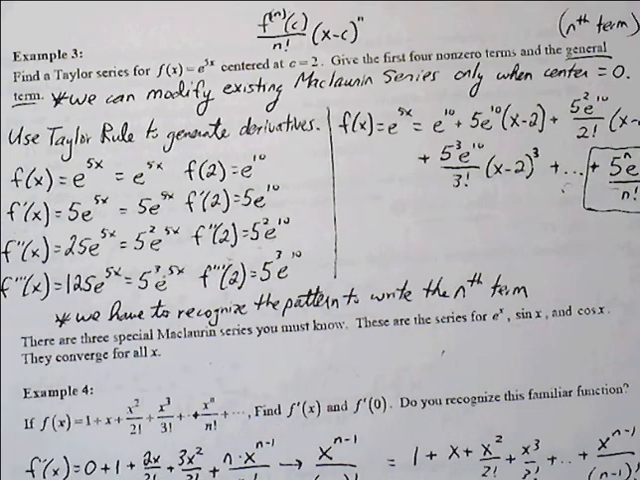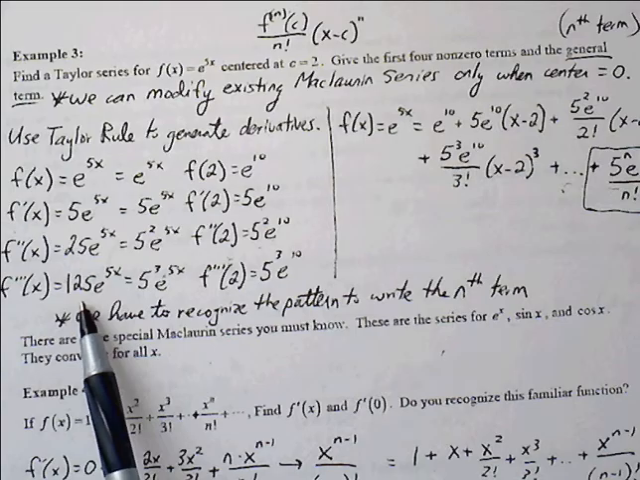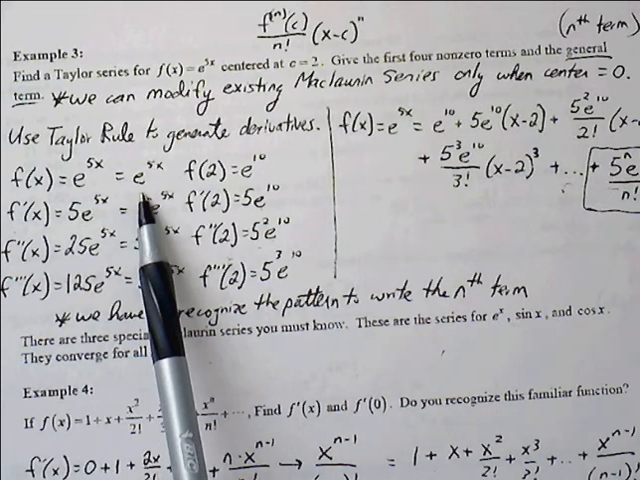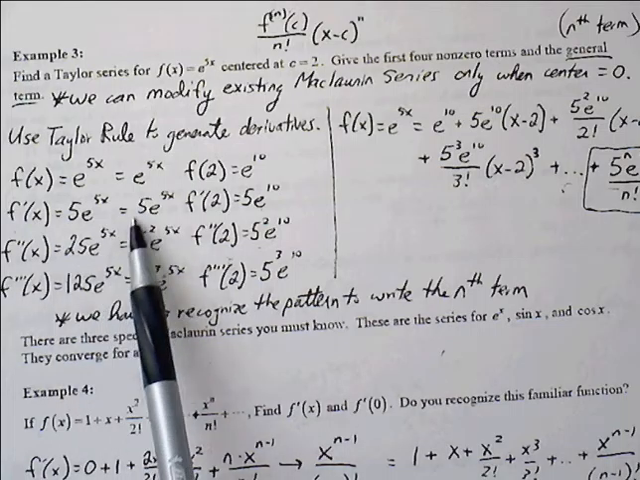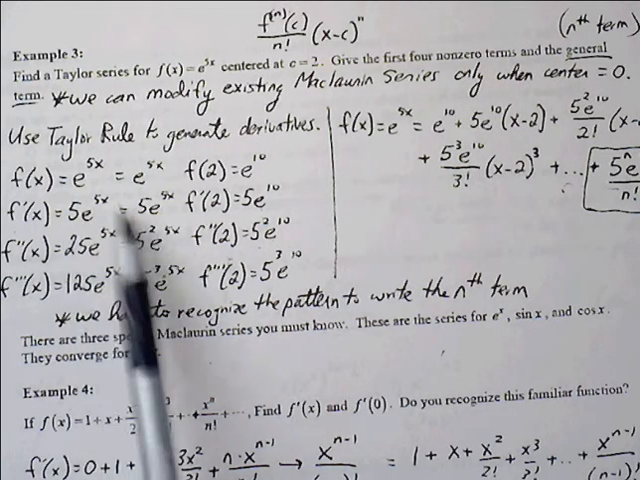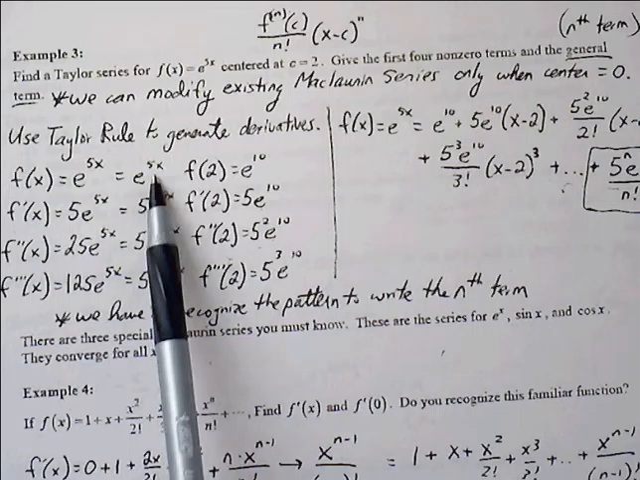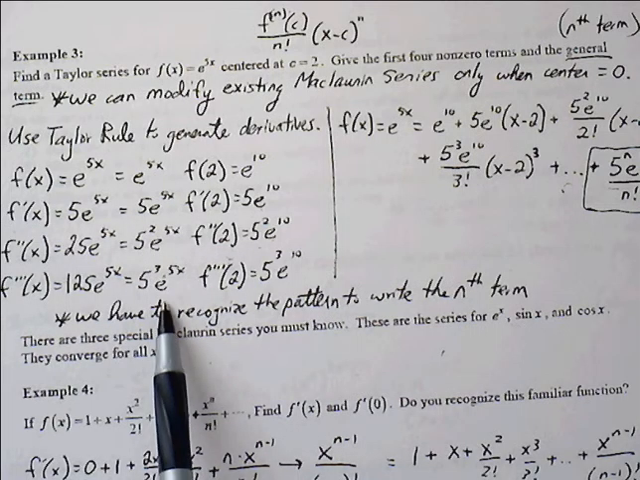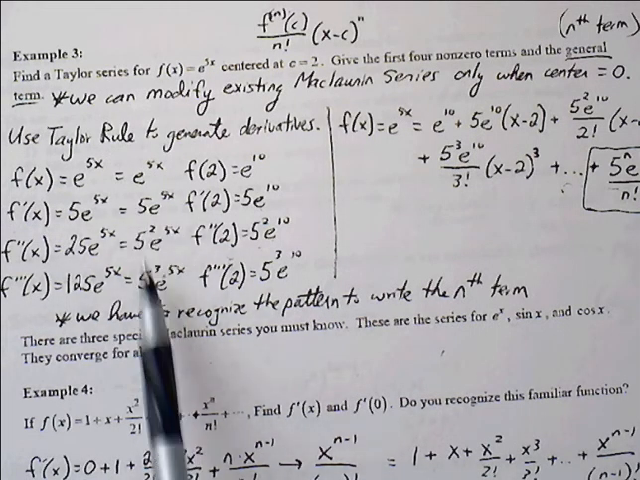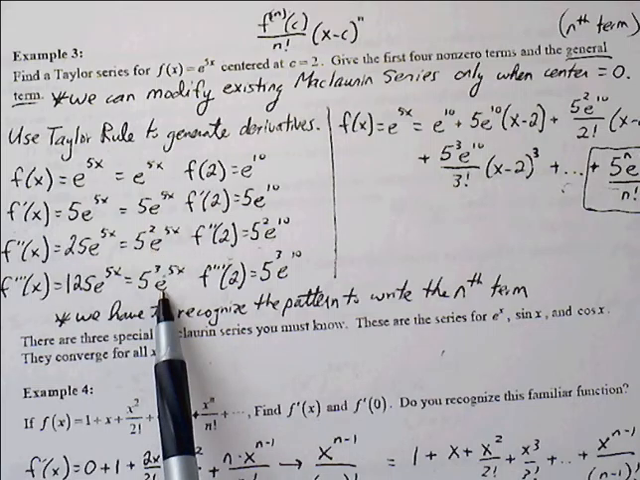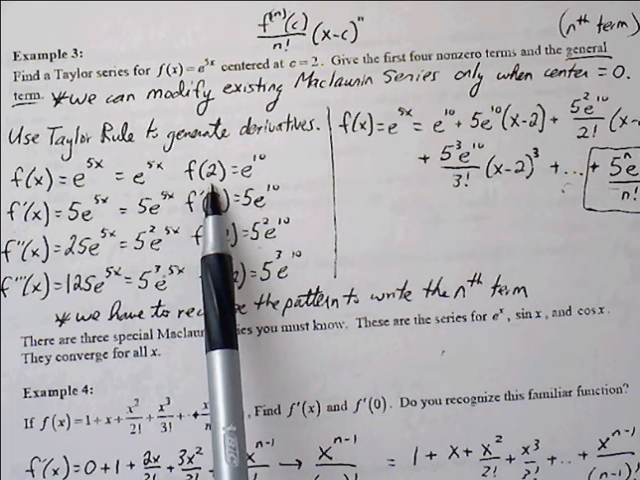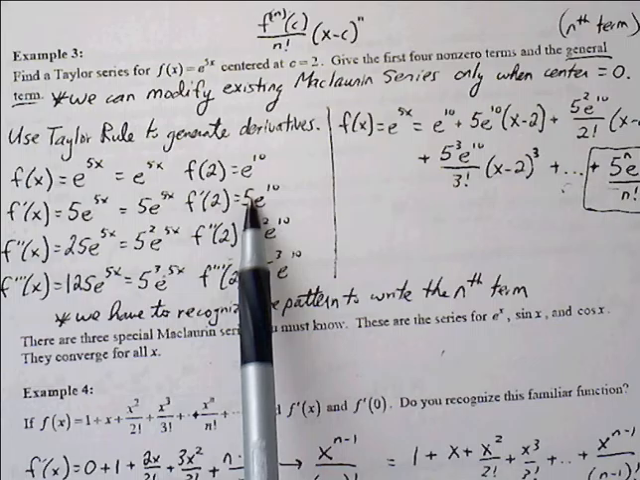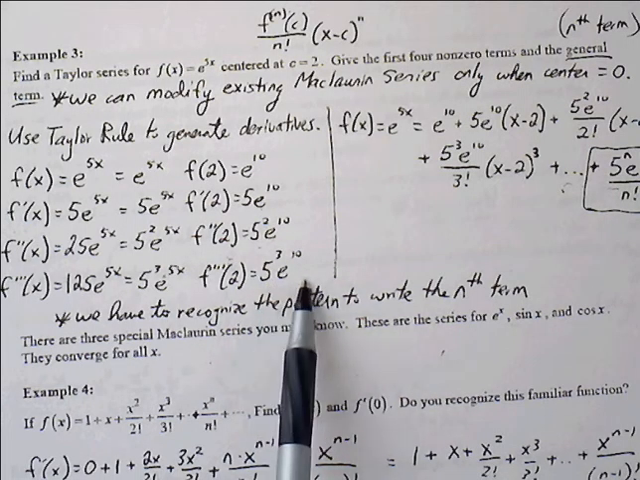So we're going to use Taylor series to generate these derivatives, and we're going to go through and find all the way up to the third derivative. If e to the 5x is the original function, then the derivative is simply going through chain rule, e to the u times u prime, and so on and so forth. And we can then evaluate each of these functions and derivatives at x equals 2. So we get e to the 10, 5e to the 10, 25 e to the 10, and 125 e to the 10.